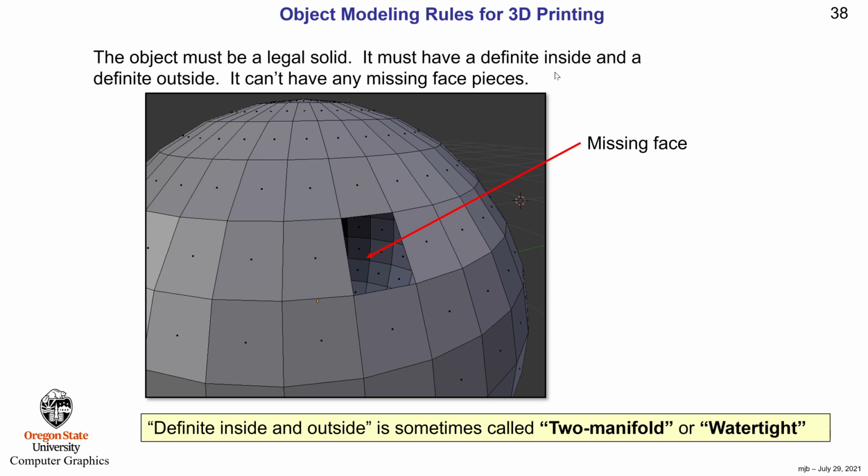One of the biggest things in 3D printing that causes 3D printers to screw up is that the object must be a legal solid. There must be a definite inside and outside. Meaning if I have a sphere and I eliminate this face, it is no longer a legal solid. That is, it's ambiguous. Where is the inside? Where is the outside? Because out here is connected to in there. So how can one be inside and one be outside? Legal solid is what I call it. Sometimes people use the phrase two manifold or watertight, but you get the idea.